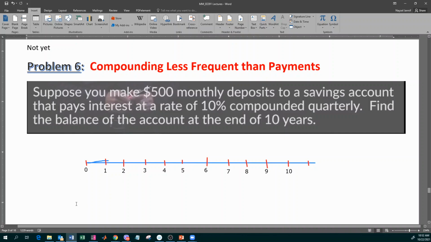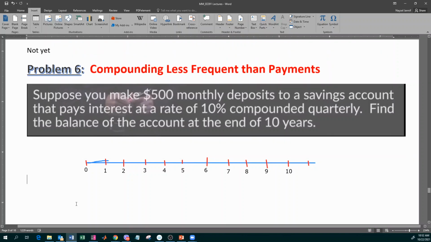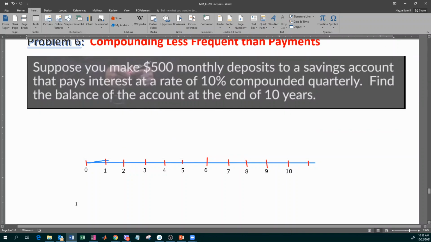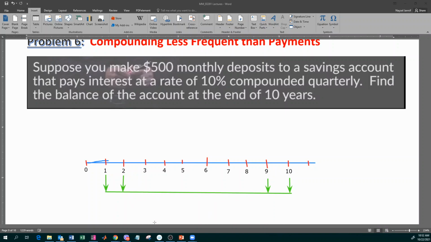Now, what does the question say? You are making $500 monthly deposit to a savings account. $500 monthly deposit. So how will we draw this? From your point of view, it's money going out, because you're depositing. You don't have to draw all the arrows. I'll show you. What do we do? We draw a line like this to indicate.